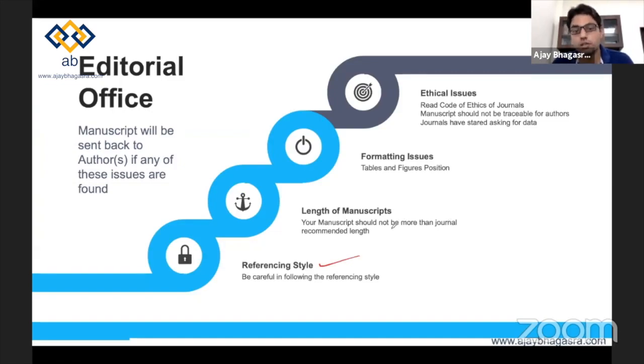Length of manuscript. Let me tell you, Elsevier is the only publisher which accepts articles in social sciences up to the length of 12,000. Otherwise, Emerald or other journals, averagely I'm saying, Emerald has one journal, Young Consumers, which is also accepting articles of 12,000 words. But mostly journals of Emerald would stick the article's length to 9,000 words. So you have to be careful about that also. Formatting issues, tables and figure position, ethical issues, I would talk a little bit on this.